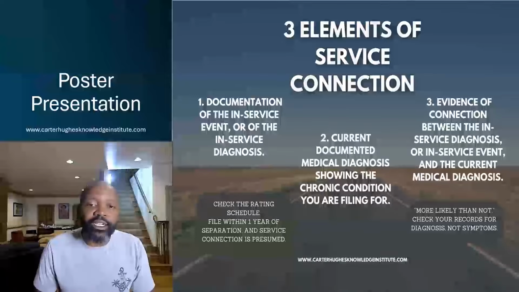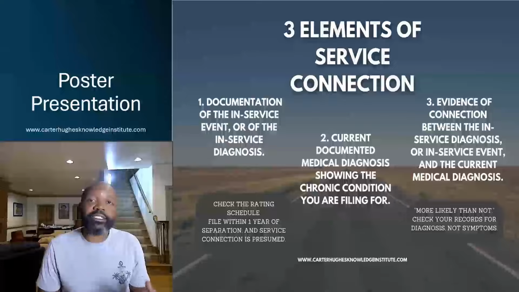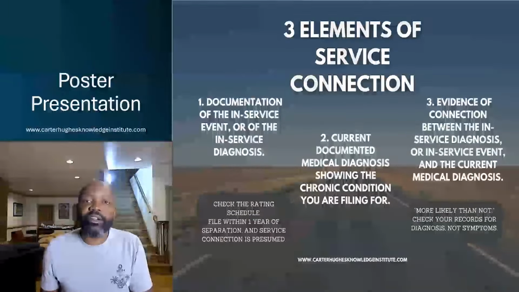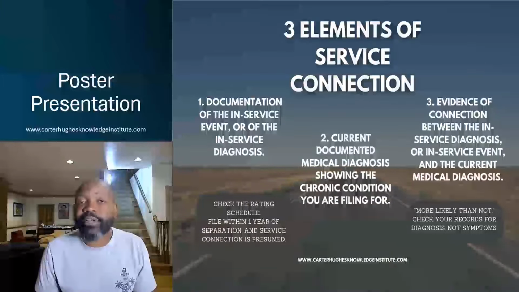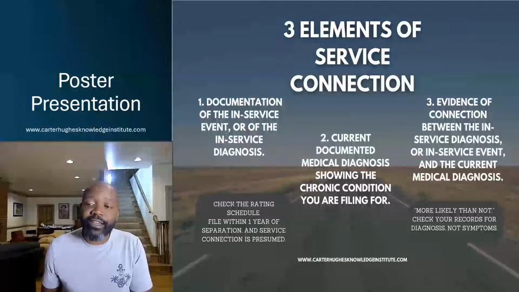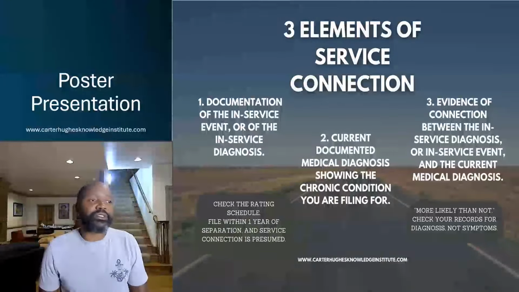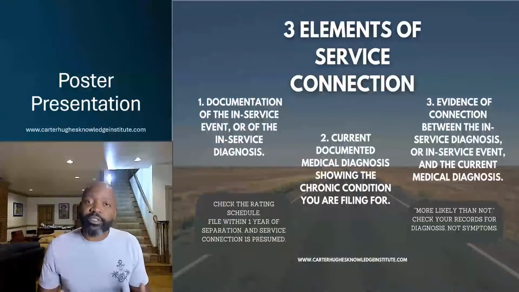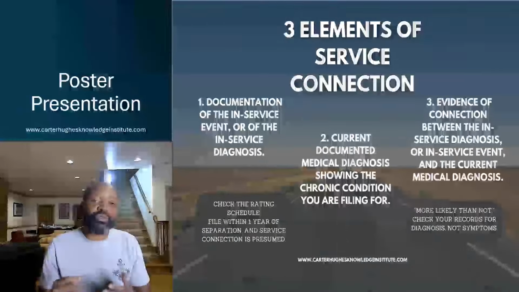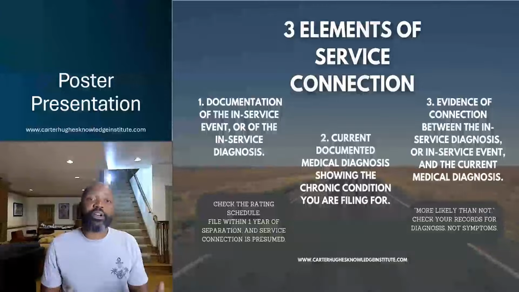Number two, a current documented medical diagnosis showing the chronic condition that you are filing for. In order to get your claim approved, they're going to need a current medical diagnosis. Now, what's important to note is that when you file a claim, you don't necessarily need to have a current medical diagnosis at that time. Let's say, for example, you've separated from the service and you haven't been to the doctor since you separated. You can still file that claim, right? So what you want to do is, when you submit your claim, also submit a 21-4138 with it.